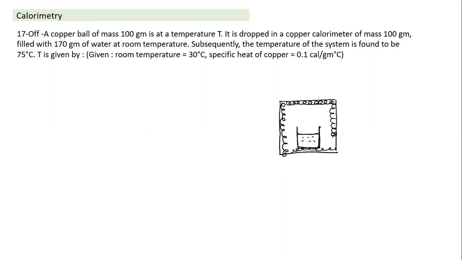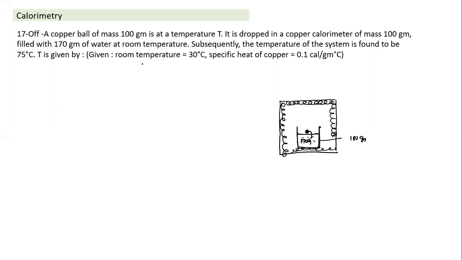The copper ball at temperature T is dropped into the copper calorimeter. This has a mass of 100 grams and is filled with 170 grams of water. Since the copper ball and these are at different temperatures, of course heat transfer will take place, and finally it will come to an equilibrium temperature. Suppose the temperature is found to be 75 degrees centigrade.